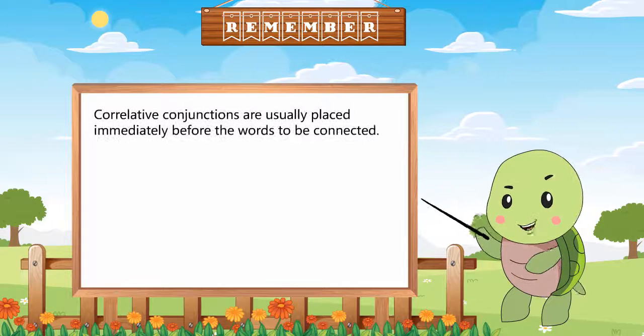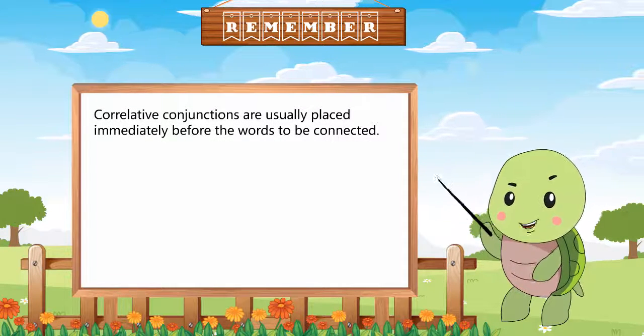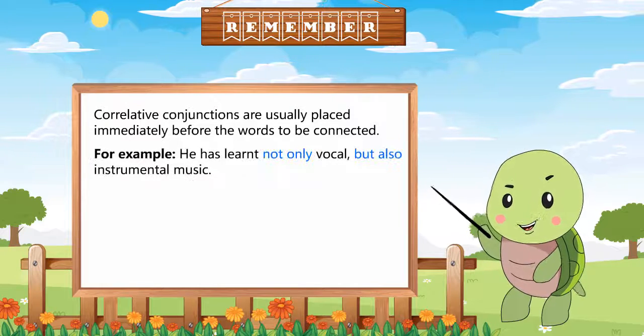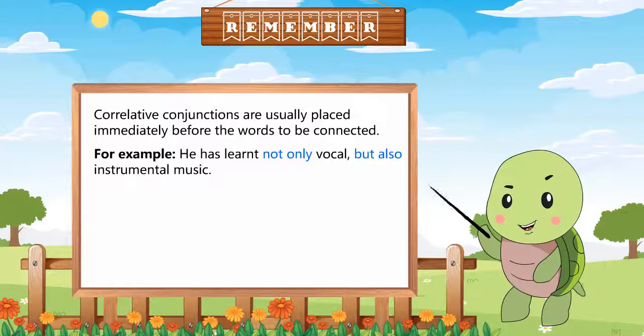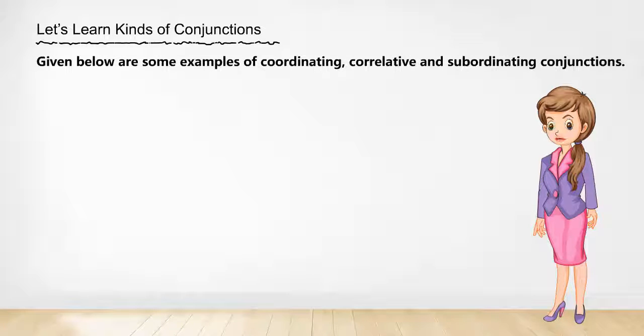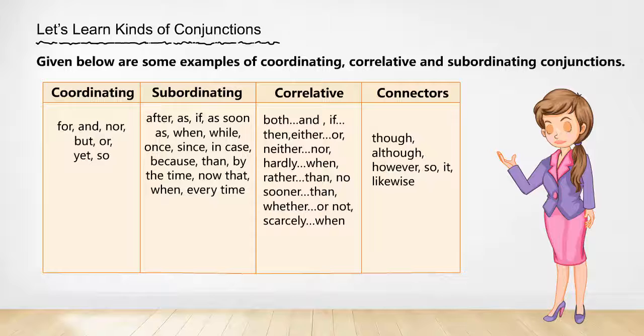Remember, correlative conjunctions are usually placed immediately before the words to be connected. For example, he has learnt not only vocal but also instrumental music. Given below are some examples of coordinating, correlative, and subordinating conjunctions.